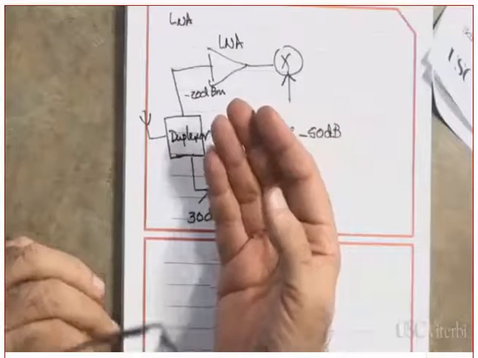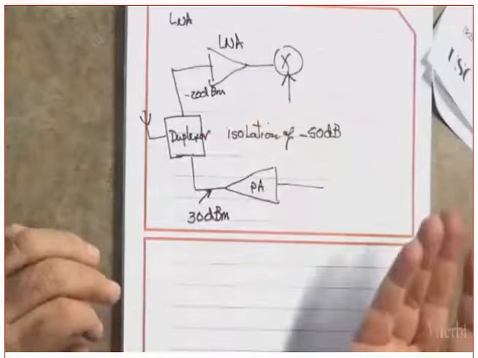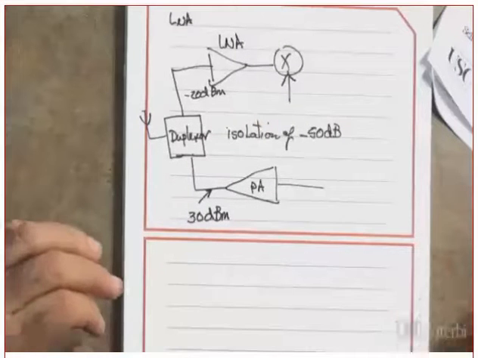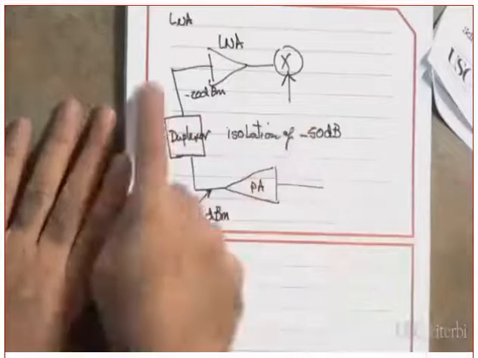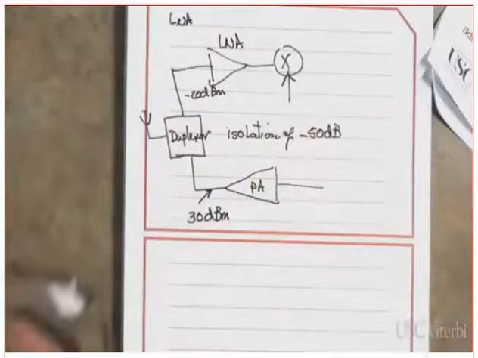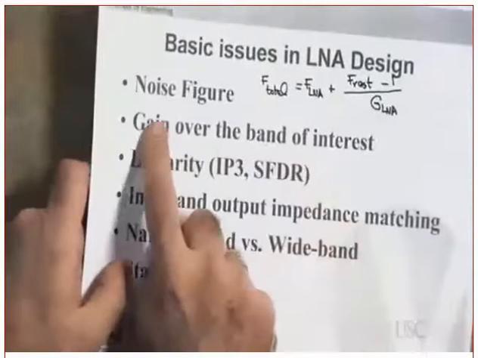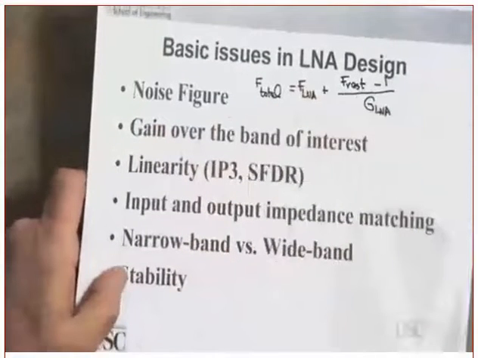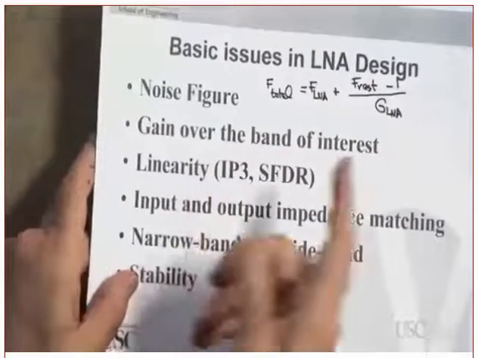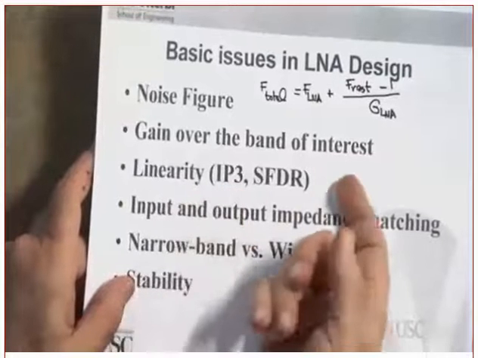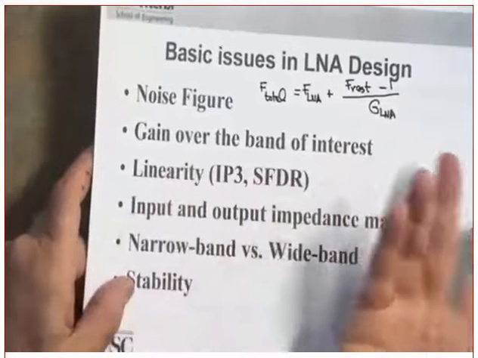No response. Yes? By the way, regardless of whether your receiver is a heterodyne receiver or a homodyne receiver, you still need to pass the entire band. Did you get this or not? So you need to make sure that the gain is almost constant over your band of interest. Clear? How about linearity? What will this one affect? By the way, how do I measure the linearity?